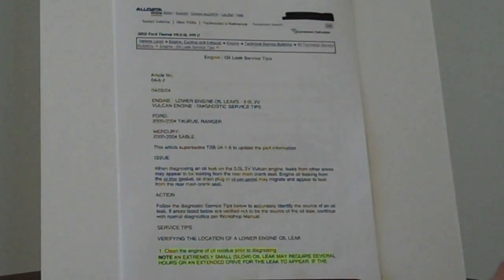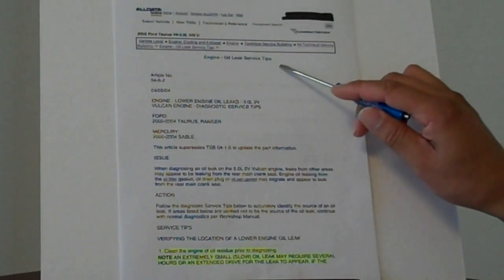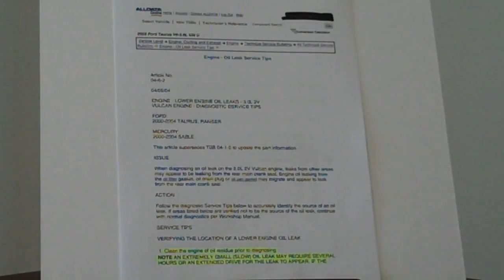A technical service bulletin entitled Engine Oil Leak Service Tips states, clean the engine of oil residue prior to diagnosing. Note, an extremely small or slow oil leak may require several hours or an extended drive for the leak to appear. Now, if the engine is not clean, prior oil residue may lead to a false diagnosis. Now, these statements would also apply when checking leaks in other systems, such as the cooling and the power steering system. This is not only basic knowledge, but also plain common sense.